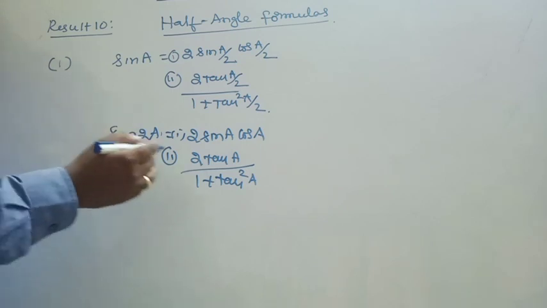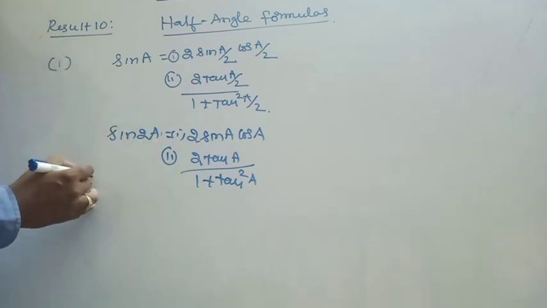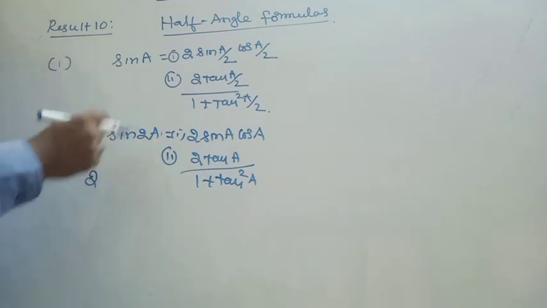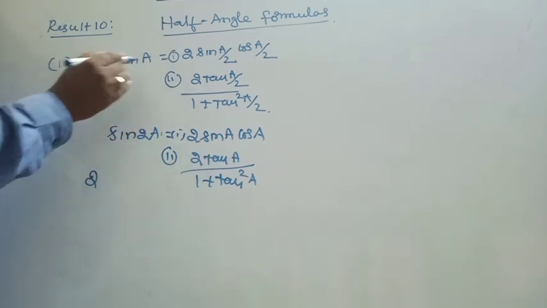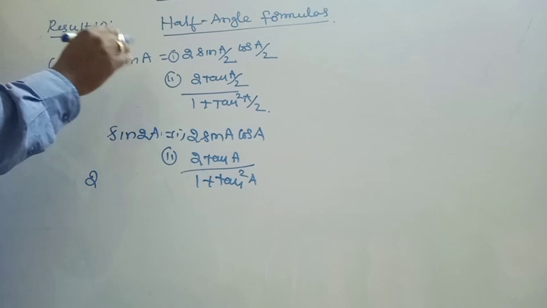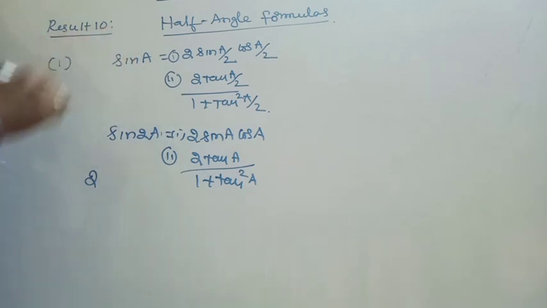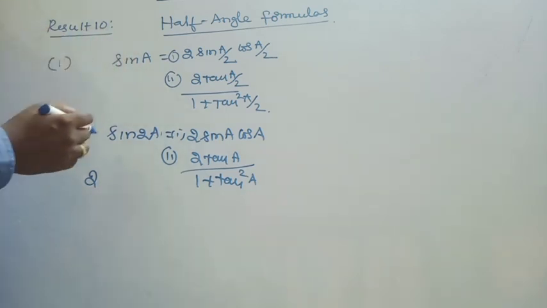That's why we have got this. You have to replace 2A. Everywhere, whatever angle is there, you have to replace it by half of it. Half of it means you multiply by 1 by 2. That's why we have got this nicely, my dear students.